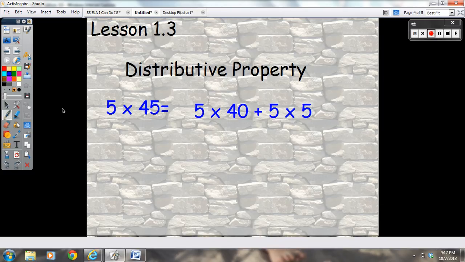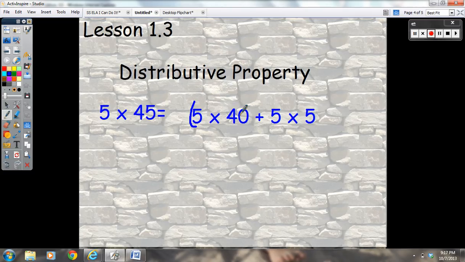So I would take the 5 times the 40, and the 5 times the 5, and then add them together. I know 5 times 40 is going to give me 200. I would take the 5 times 5 and get 25. I then add them together, and I have my answer of 225, and that's how I would use the distributive property to find the value of this expression. Those are the properties. That's how they work.